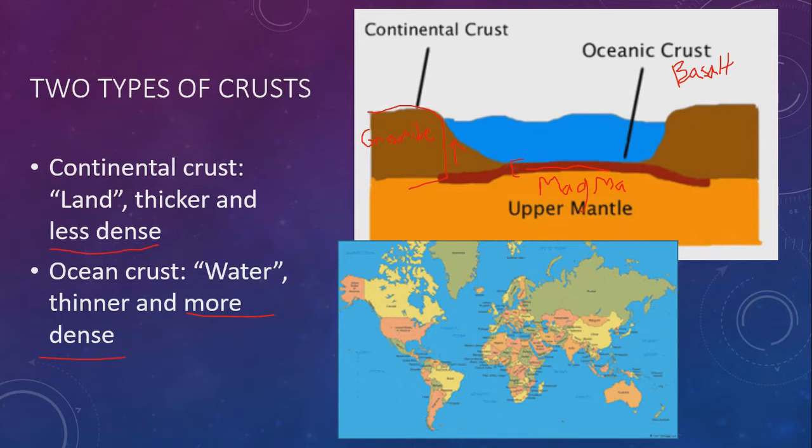So this is just to set up basically everything that's about to follow, in that the continental crust, where the land is, is thicker and less dense and will actually float on top of the oceanic crust when the two meet together. So like right here, you can see the continental crust is actually on top of the oceanic crust.